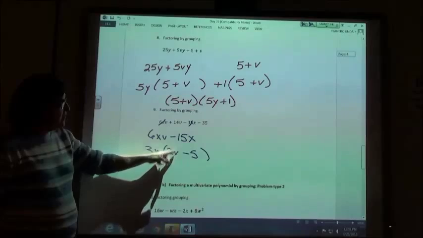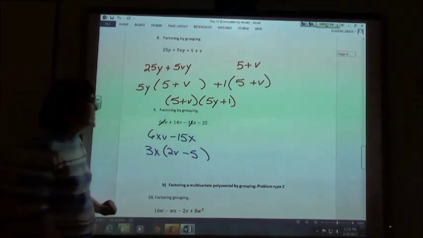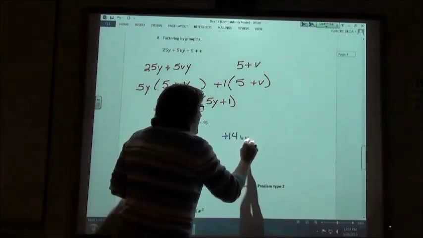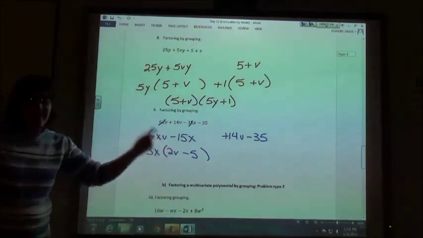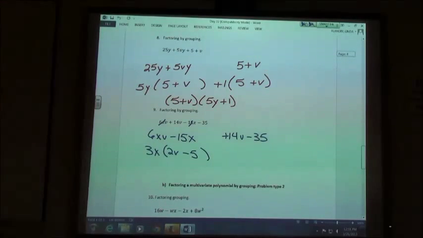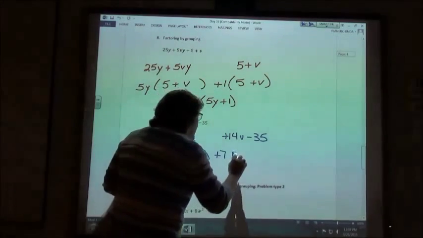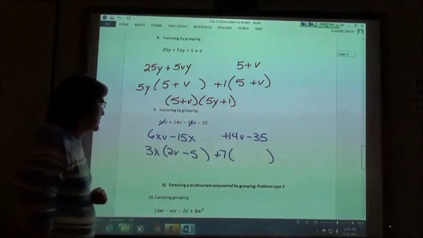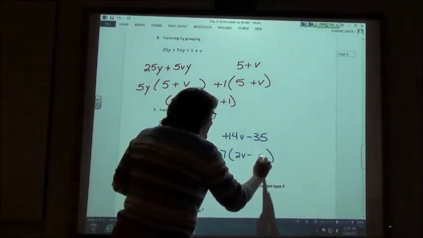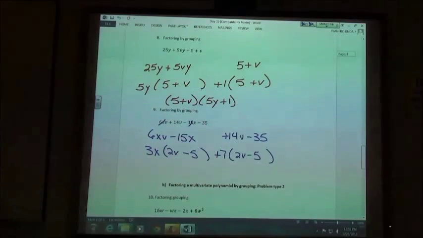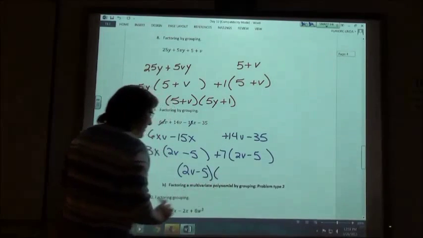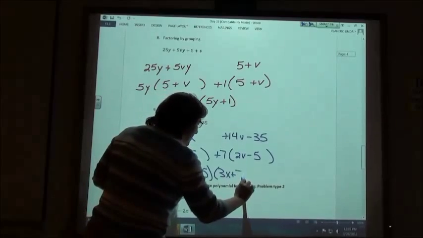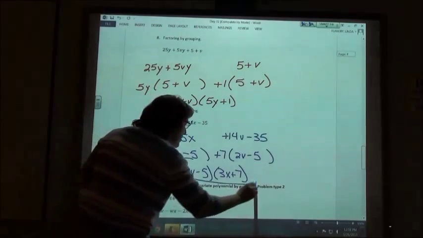So I use this term and this term. I want the one with the v first because I know I have to have a v in my parentheses. So the plus 14v and the minus 35. So what am I going to divide the 14v by to get the 2v? Positive 7. If I divide them both by 7, I would get 2v minus 5, the 2v minus 5 that I'm supposed to get. Therefore, my factors are going to be 2v minus 5 times the 3x plus 7.